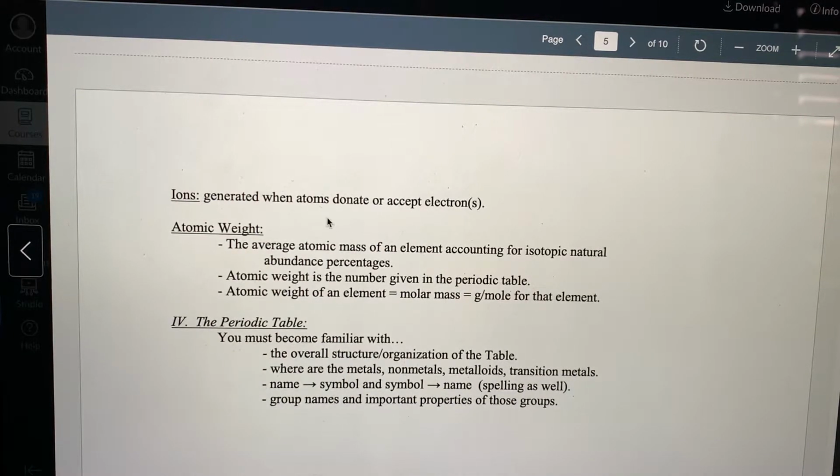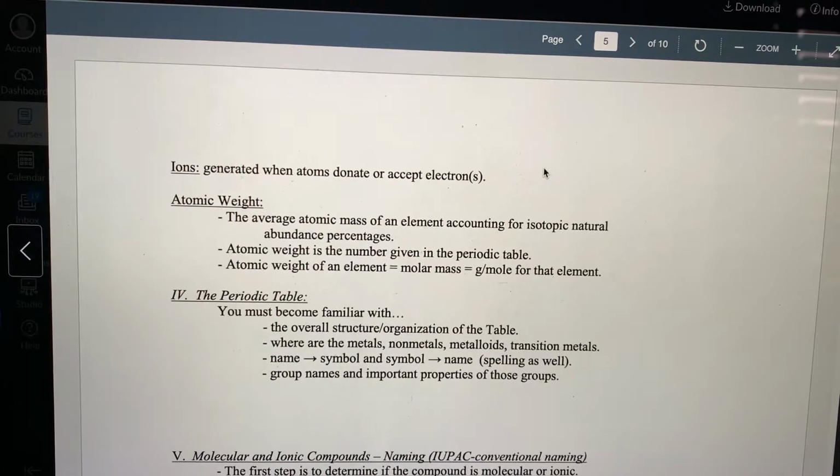For ions, remember electrons are the particles moving around the nucleus, so they're outside the nucleus. So it's possible for an atom to lose one or more electrons, or gain one or more electrons. And that's how ions are generated. When an atom loses electrons, it becomes a positive ion called a cation, and when it gains electrons, it becomes an anion, which is a negative ion.